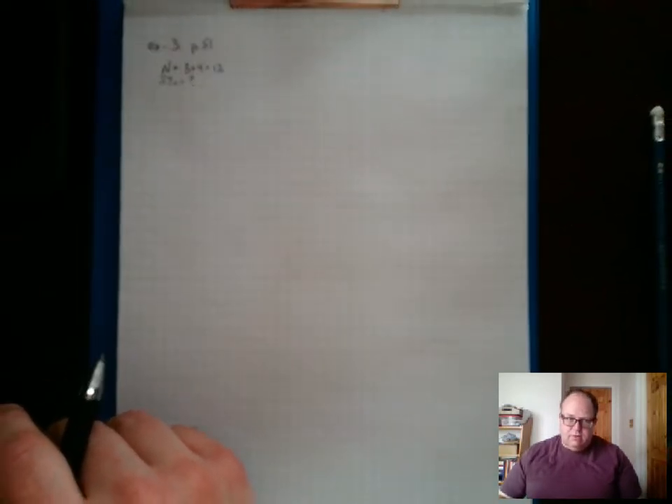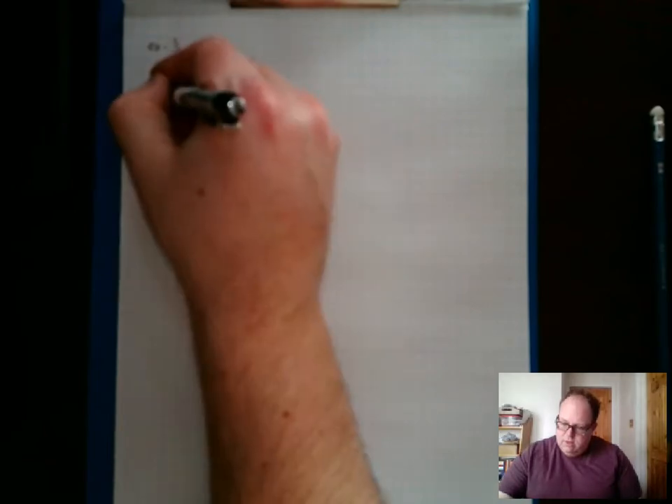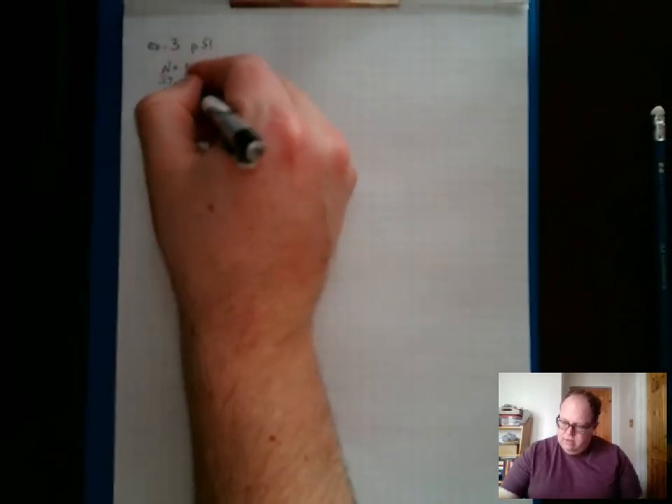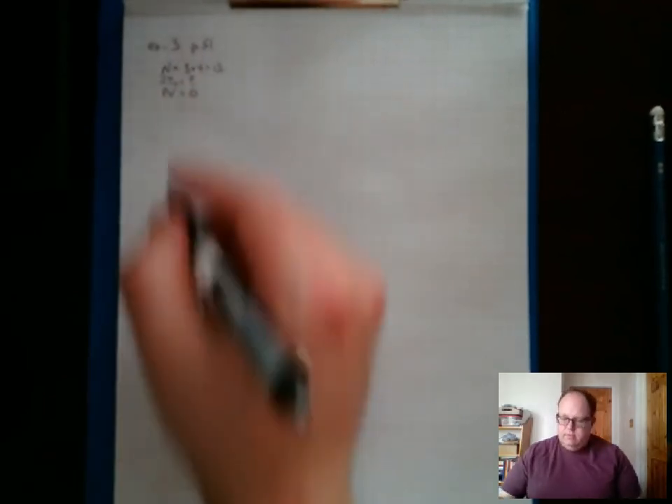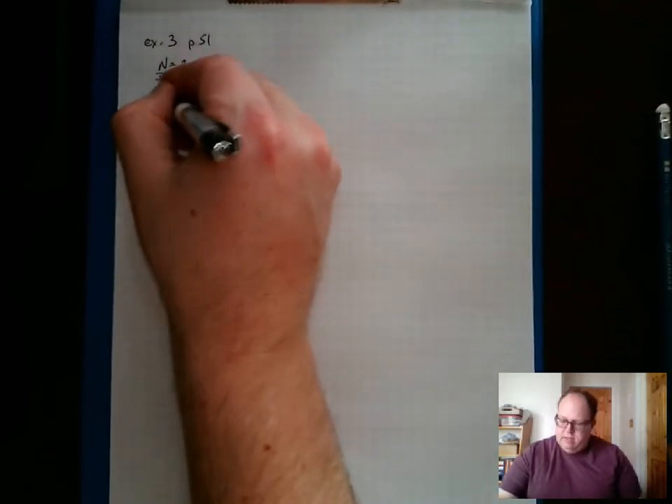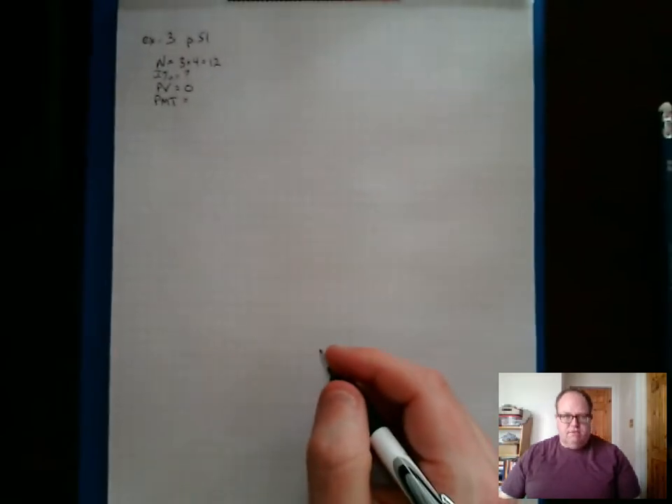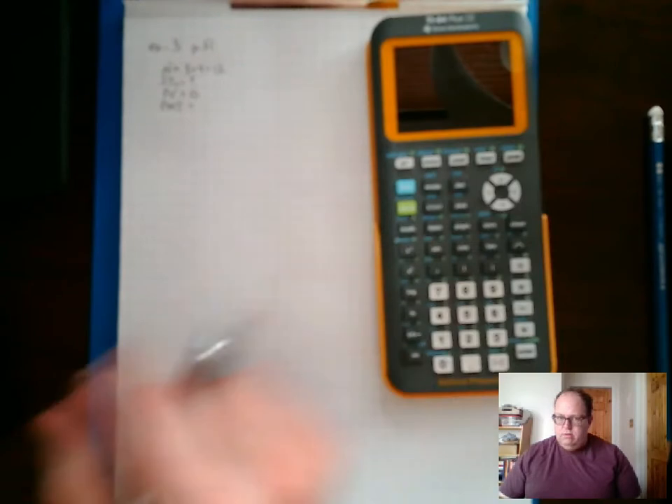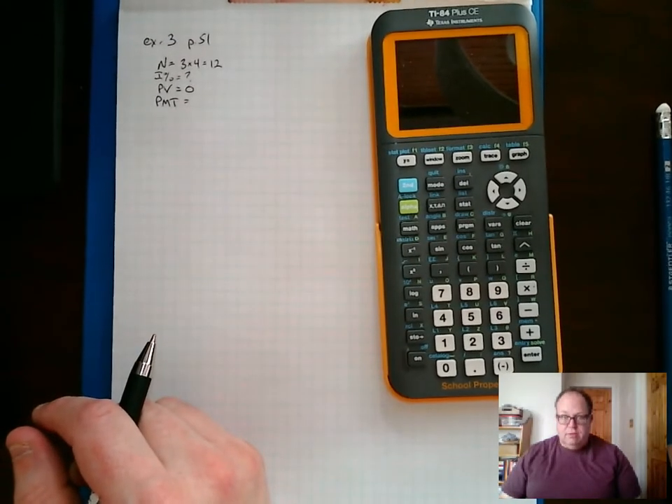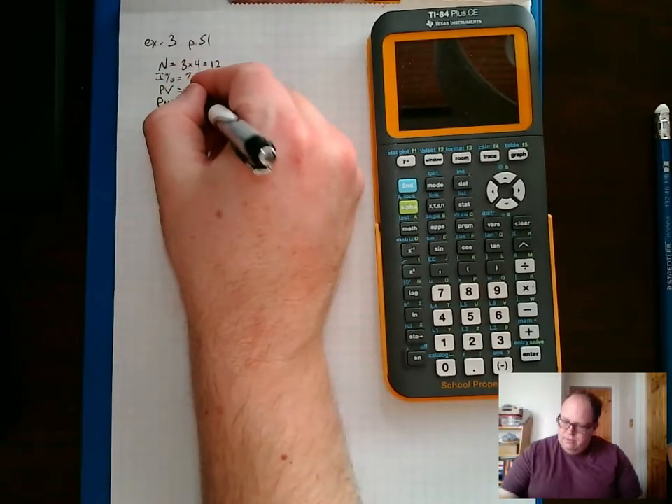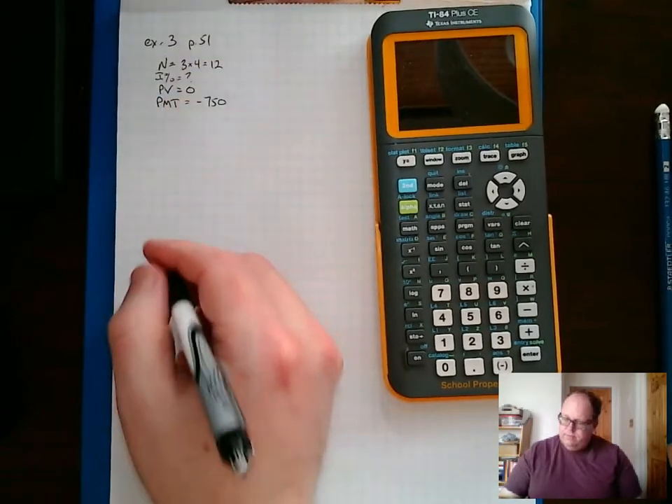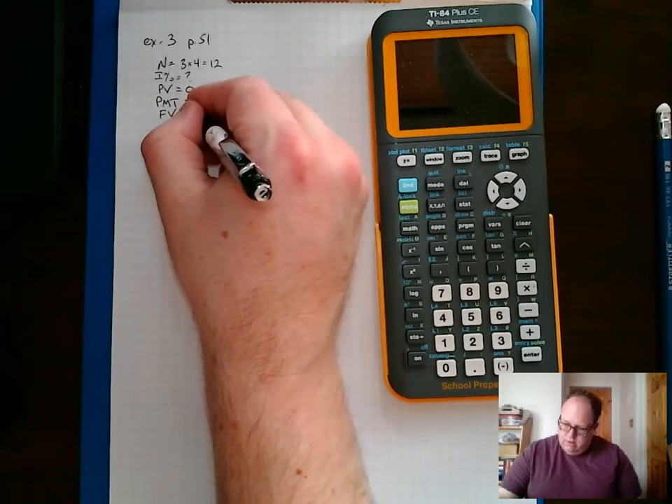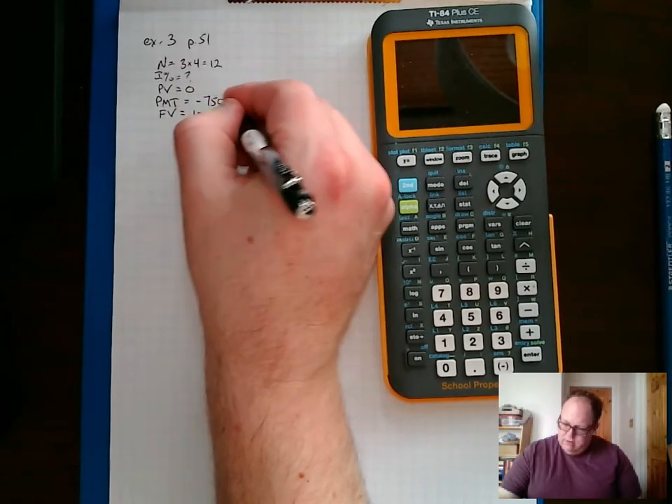The present value, that's the initial investment amount, and there is no initial investment. But we're making regular payments of $750. To get a future value of $10,059.07.